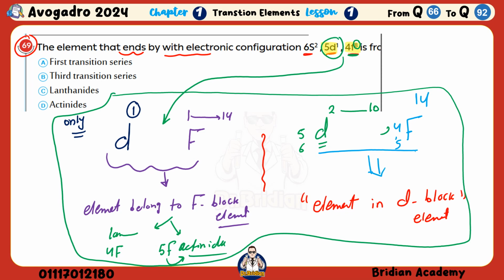So lanthanide or actinides will depend on the principal quantum number for the f sublevel. In this question, it has 4f, so the number will be 4. This element belongs to the lanthanides. So the correct choice is choice C.